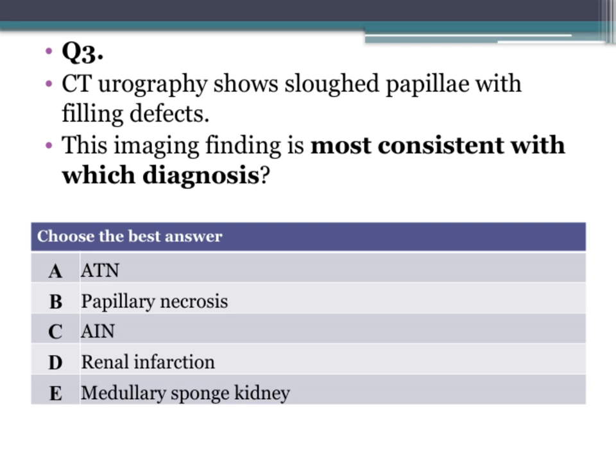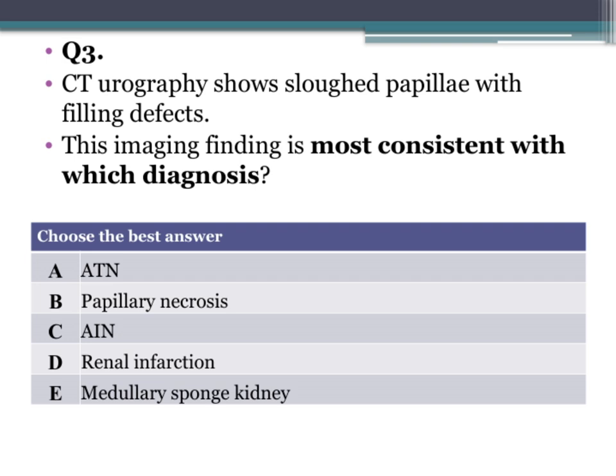And when we see filling defects on imaging, it indicates that something is occupying space where it shouldn't be, like these detached tissue pieces. This scenario is most characteristic of papillary necrosis, which is often associated with ischemic injury to the papillae leading to their necrosis and sloughing off. It's important to recognize this because it can be linked to conditions like diabetes, analgesic abuse, or sickle cell disease.